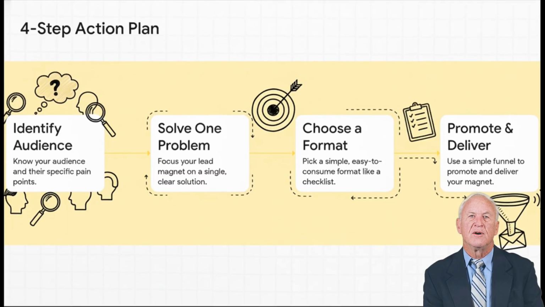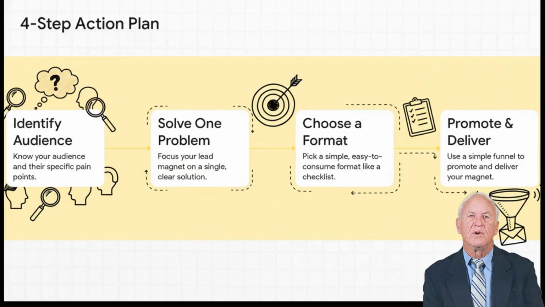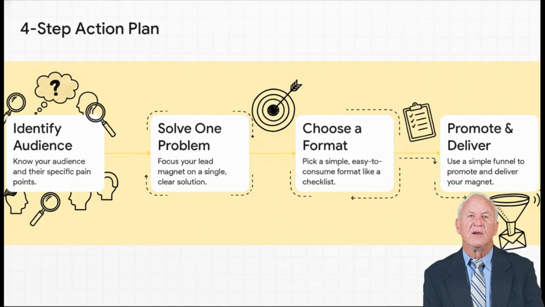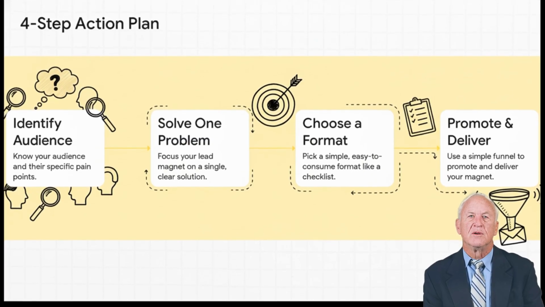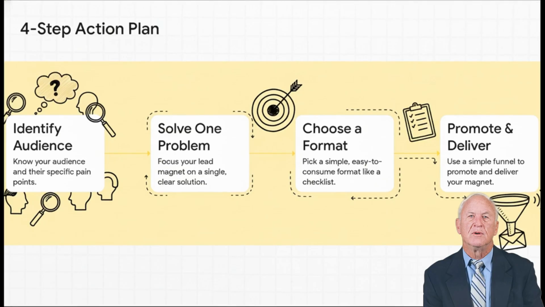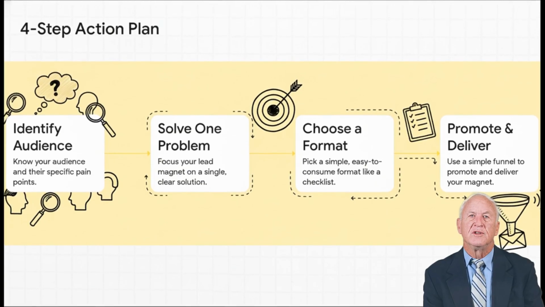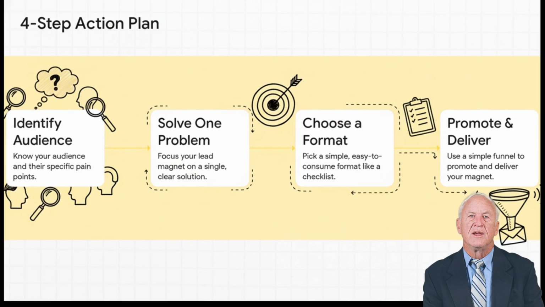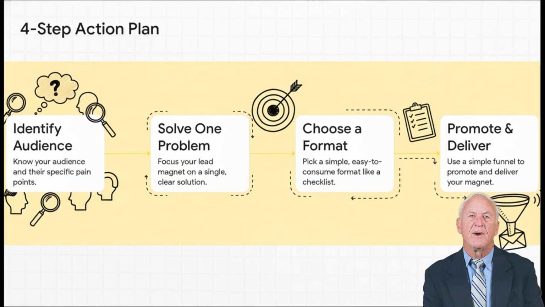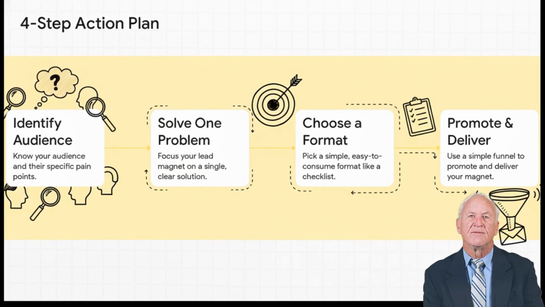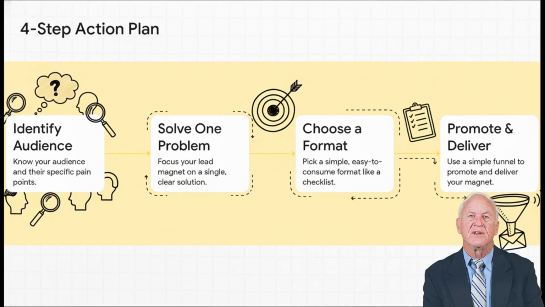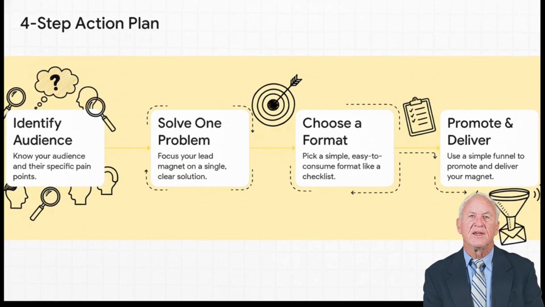So here it is, the whole plan broken down into 4 easy steps. Step 1, know your audience inside and out. What are their biggest headaches? Step 2, solve one specific problem. Don't try to fix everything at once, just one thing. Step 3, pick a format that's super easy to use right away. Remember those checklists? And finally, step 4, promote it and make it incredibly simple for them to get it.